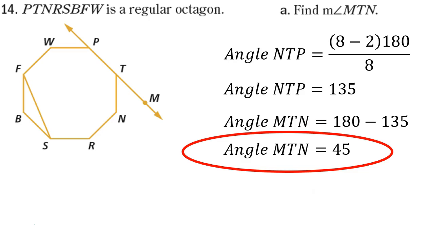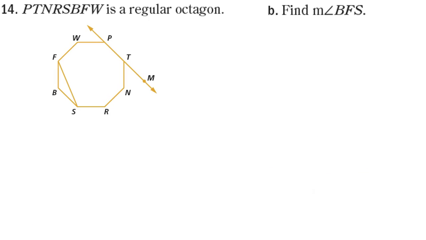That's the first part. There's also a part B to this, where we have the same regular octagon. There it is right there. I made it a little bit smaller so I can fit my work here. We want to find the measure of angle BFS. BFS is this angle right here, and you'll notice that there's a triangle that's formed right there. So I'm going to highlight that triangle and eliminate the rest of this picture.